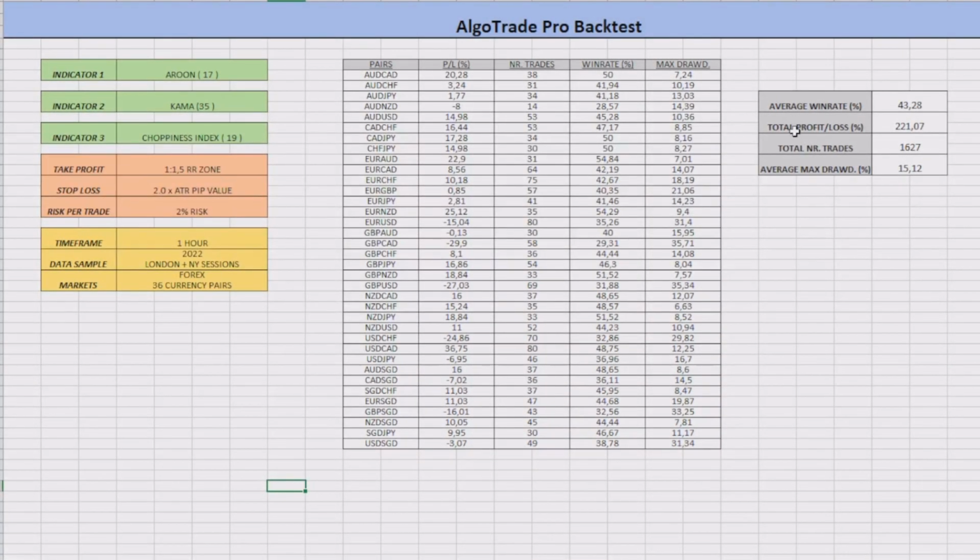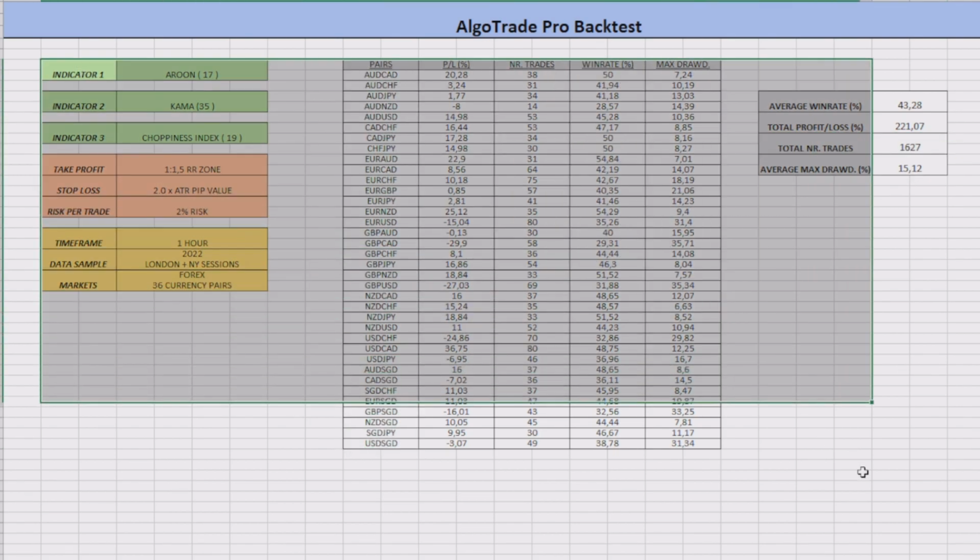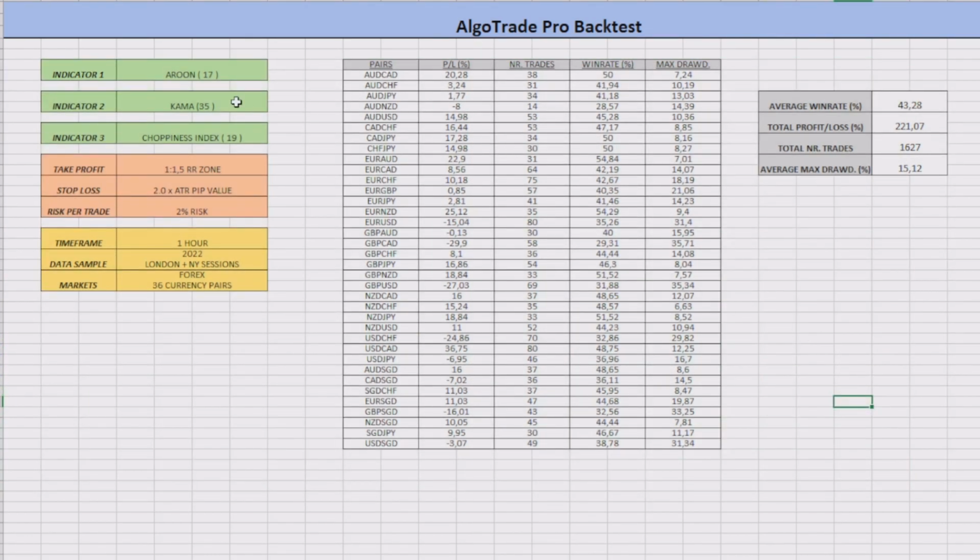After analyzing over 1,600 trades in 36 different currency pairs with my backtesting bot, here we have all the results. Based on these conditions, the overall win rate of this strategy was about 43.28%, which is acceptable for a strategy that uses a fixed take profit with a 1 to 1.5 risk to reward ratio, and it produced a net profit of 221%. The average drawdown was also quite acceptable, with a value of 15.12%.